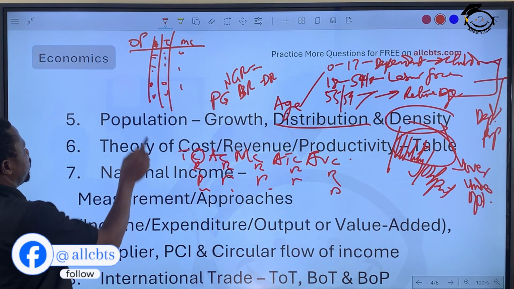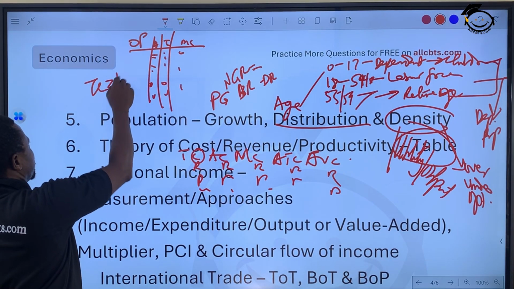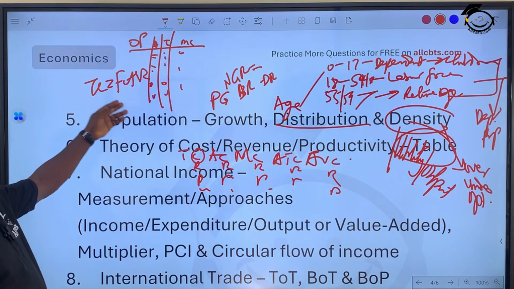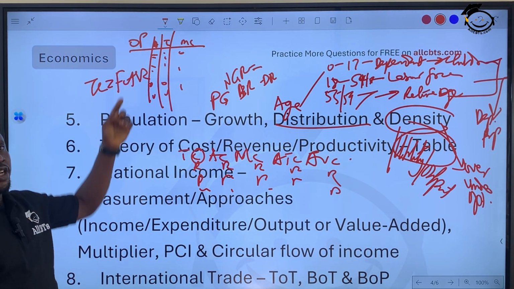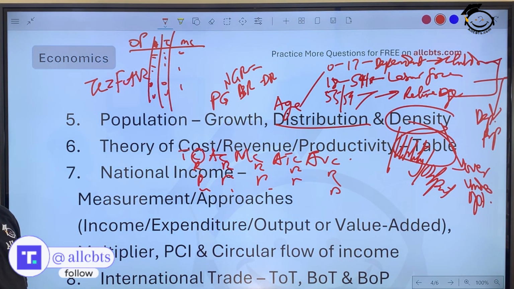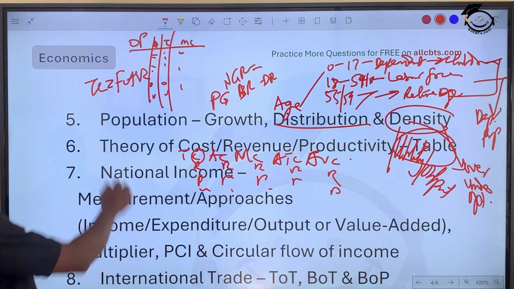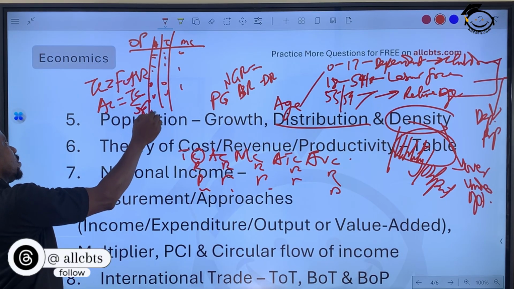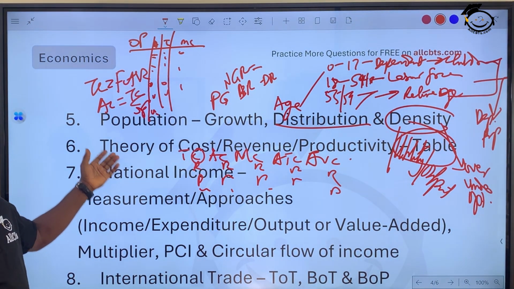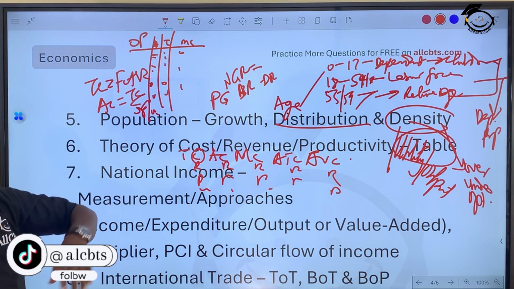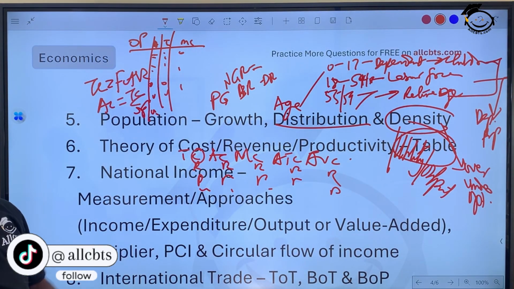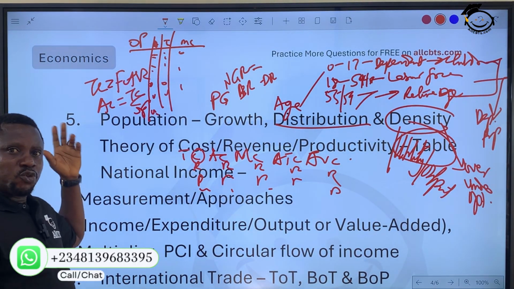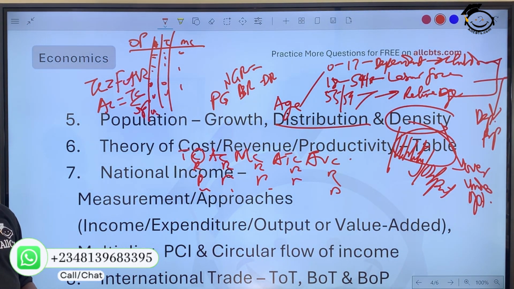For instance, if you are looking for your TC, TC equals what? FC plus VC. TC is fixed cost plus variable cost. And if you're looking for your AC, your AC is your TC all over your output or your quantity, your average cost. So you can see, they'll give you a table and you have formulas. All these formulas, you need to have them. If you know the meanings of all this, it will help you to generate the formulas.